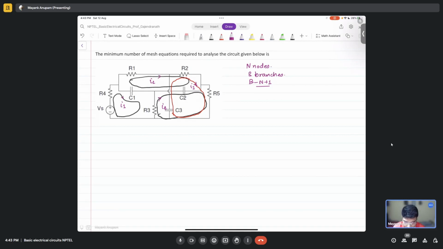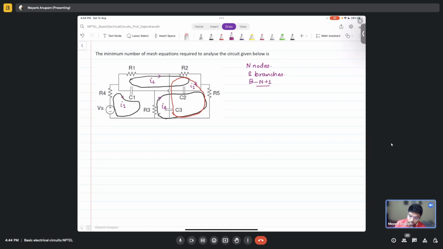So are you there, Swarna? Yes, sir. Are you there with me? Till this point, everything is clear, right? You need to assign some currents: I1, I2, I3, and I4. Correct? Fine. Yes, sir.